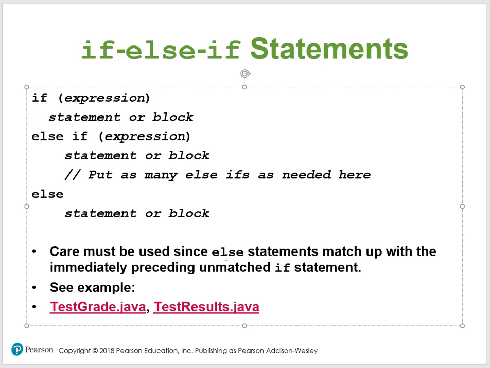Care must be used with the else statement to match up with the immediate unmatched if statement. So what they're talking about is, here's this else that belongs to this if. This else does not belong to this if. What is confusing is when you look at this, it's the preceding unmatched if statement. Two examples are test grades and test results that you will see in here.